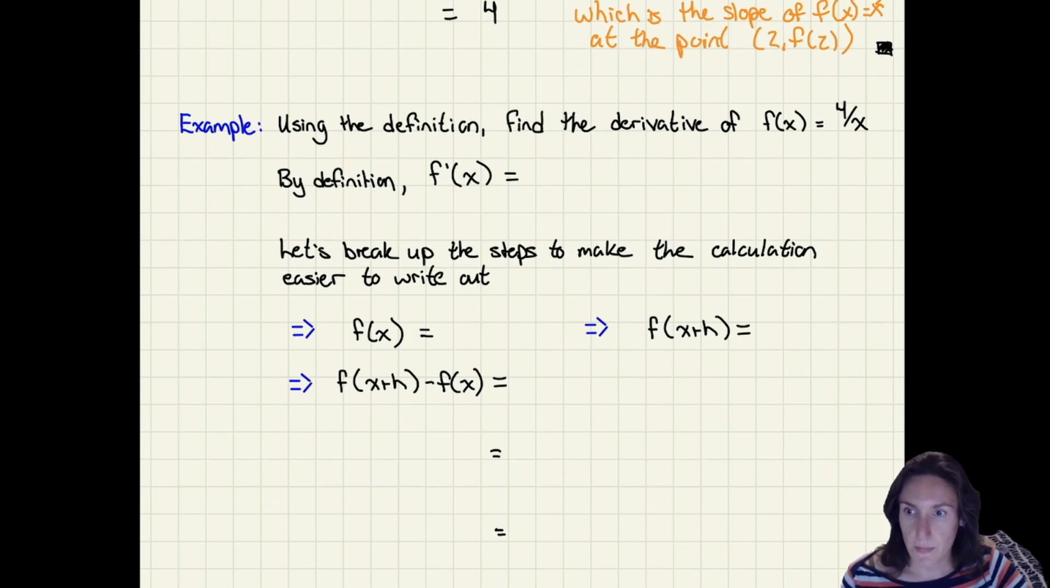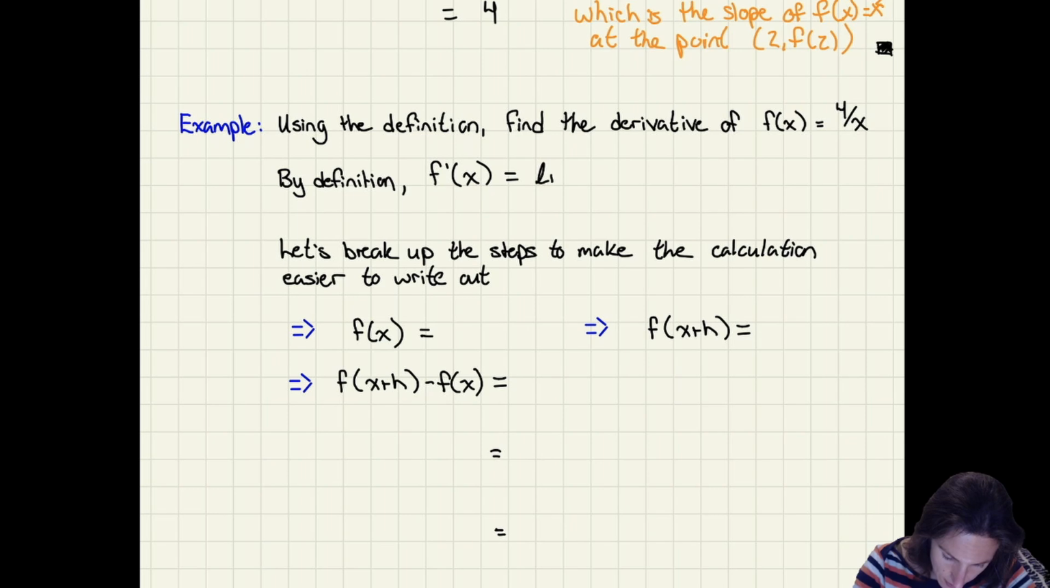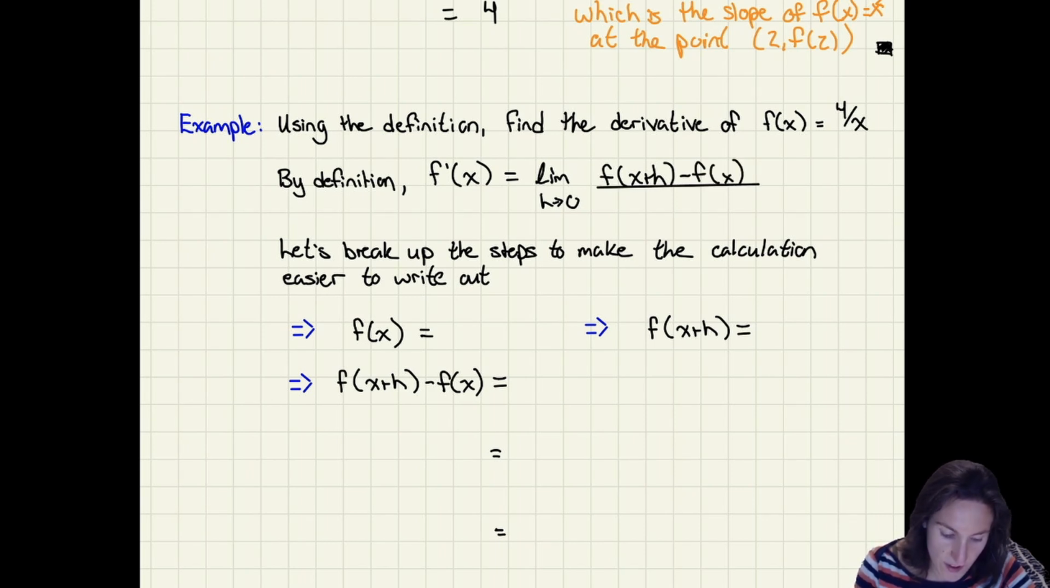All right, now let's do one that algebraically is a little bit more complicated. Okay, but the process is exactly the same. Using the definition of a derivative, we want to find the derivative of 4 divided by x. So I know what this definition is. It's the limit as h goes to 0. You're going to write this out so many times by the end of this video, you won't forget about it. f of x plus h minus f at x, all over h.